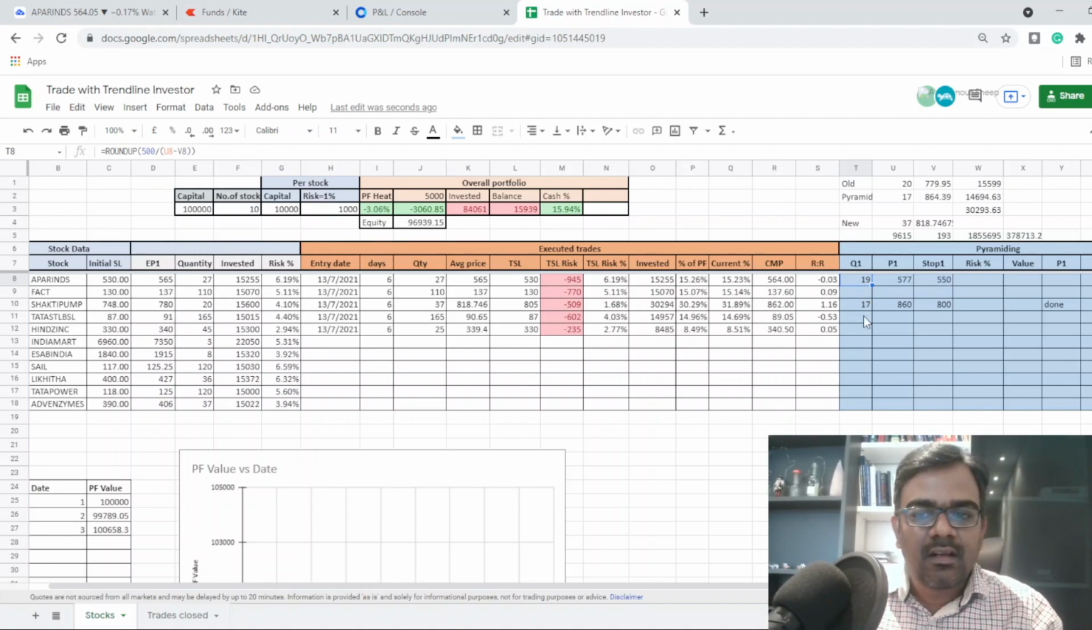I'll just repeat this again. In the case of Shakti Pumps, the stop loss was above the average price when we added, so we were in a profit of 500. But in this case, even if we move the stop loss to 550, you are still in a loss of 400, which means you can add 600 more rupees of risk to this particular portfolio to keep it to 1%. So you can keep 500, or you can add 600 to keep it exactly 1%. So 23 stocks I'll be adding at 577 of Apar Industries.